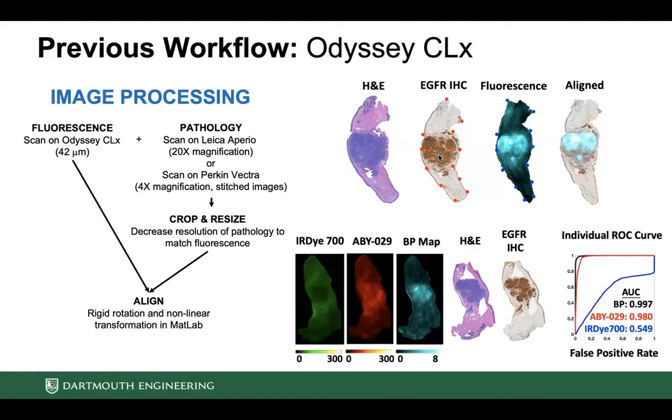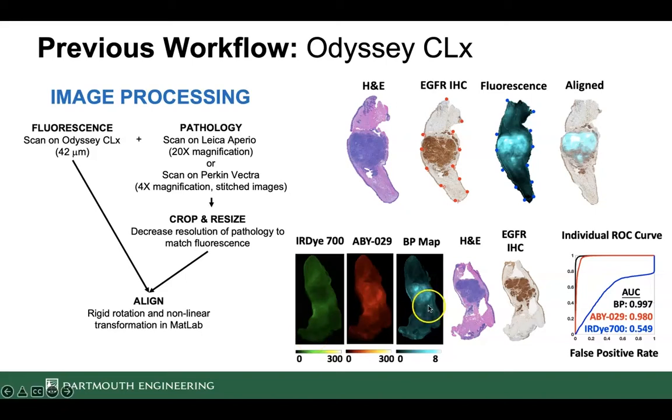Therefore, we have to crop and resize all of the images in order to match the resolution of the fluorescence. And then we had a time-intensive alignment that we had to perform, in which we did both rigid rotations and nonlinear transformations. Nonlinear transformations is really just stretching the tissue out in regions or shrinking the tissue in regions in order to match more closely. As you can see indicated here on the right, these dots were actually placed by hand by the person performing the analysis on both the pathology and the fluorescence images. And then we had to perform these alignments using MATLAB. So this entire process is very time-consuming.